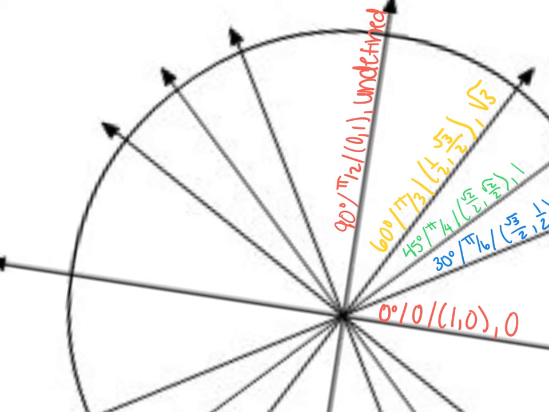So this one here would be 180. The radians are just pi, and for the point, it would be (-1, 0), and the tangent would also be 0.